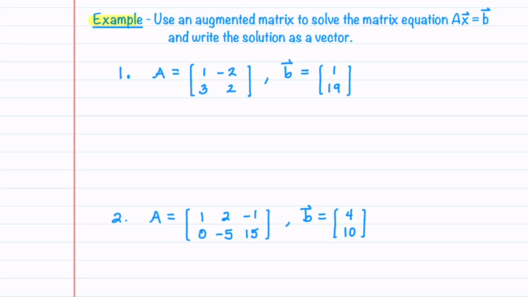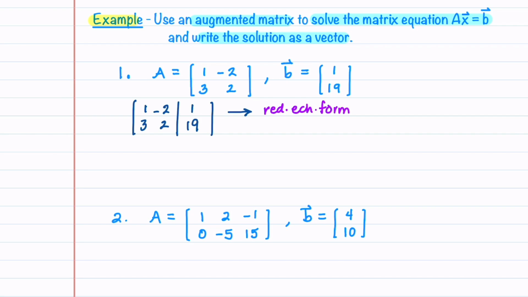Let's now do an example where we'll use an augmented matrix to solve the matrix equation and then write the solution as a vector. Let's put A and B into an augmented matrix. This gives us 1, 3, minus 2, 2, augmented with 1, 19. We want to then solve the system, so we're going to take our augmented matrix and put it in reduced echelon form. I'm not going to go through the steps here, but this is what we end up with.